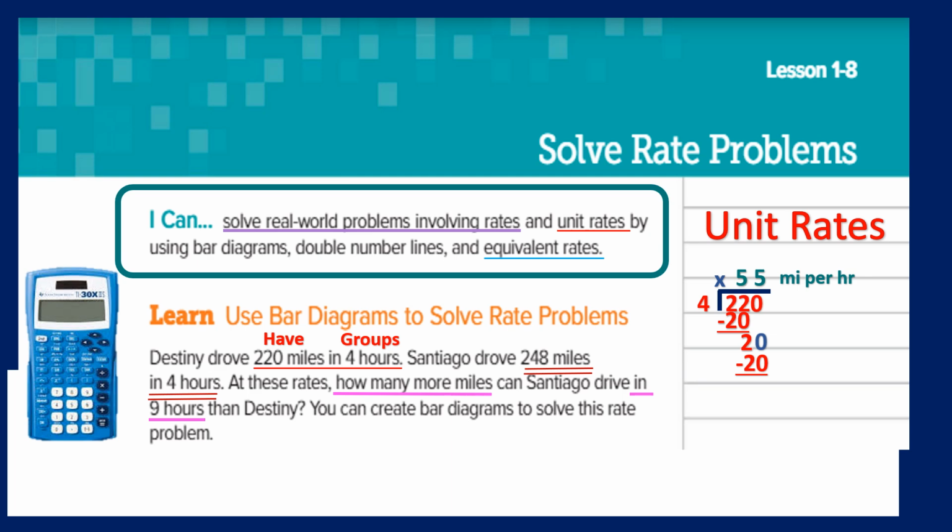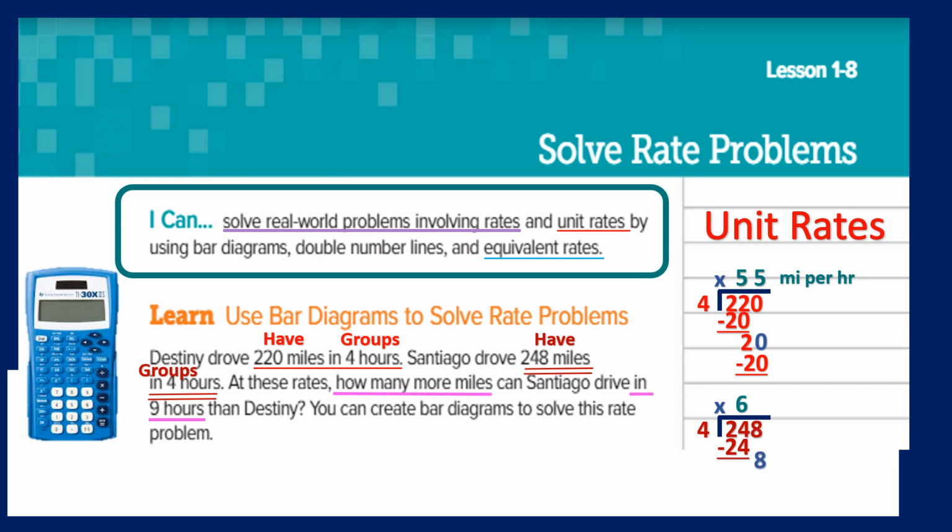Now we take our second rate, the original rate for Santiago. I have 248 miles. What I have goes inside the box. I'm putting it into groups of hours, so I'm going to divide it by 4. 4 will not go into 2, but it will go into 24. 24 divided by 4 is 6, and 6 times 4 is 24.